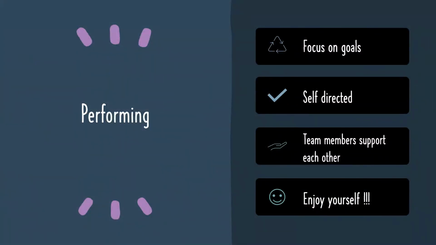The fourth stage is performing. Few teams reach this stage, and usually only after working on several projects together. Group members focus on their goals by this time. They are motivated, self-directed and knowledgeable. They are autonomous and they handle their decisions well. Team members support each other and they enjoy being a part of a team now.